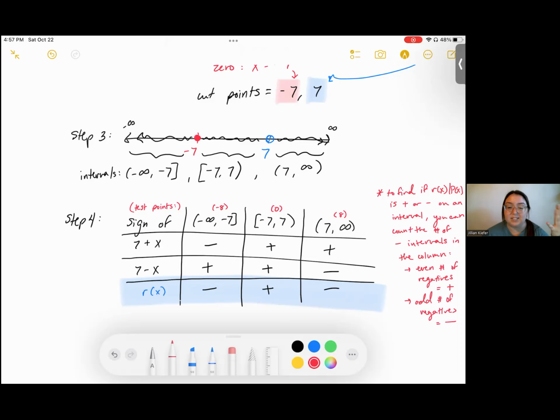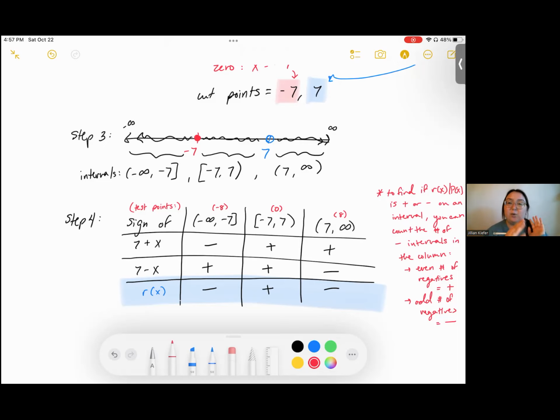If you have no negatives, that's considered even, so it would be an even number. If you have one negative number, that's an odd number of negatives, and your function would be negative on that interval. If you have two negative numbers, that's an even number of negatives, which means your polynomial or your rational function is positive on that interval, and so on. So you can use this thought process as well if you'd like to do it this way. It's really just counting the number of negatives, because any number of positives are always going to create a positive number, but throw one negative in there and it's going to change everything. So it really just depends on the number of negatives.